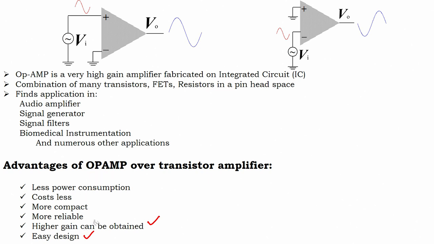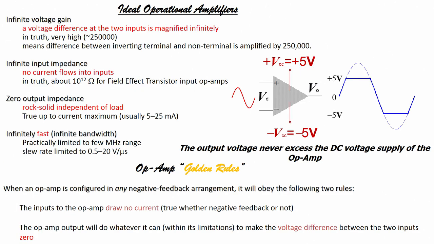So, now you got it, right, that we have very high gain, we have a lot of components, there are a lot of applications of the operational amplifier, and there are several advantages of the operational amplifier over transistor amplifiers, correct. So, let us go to the next characteristics.